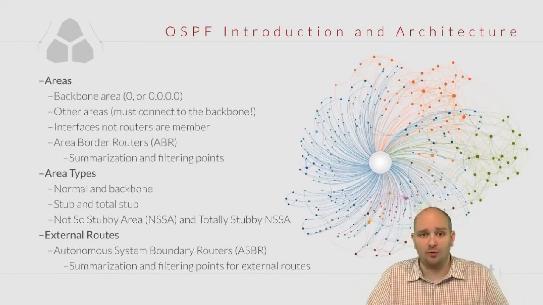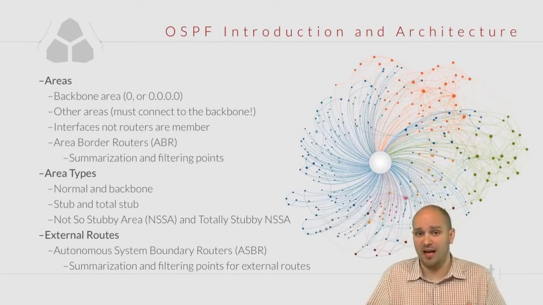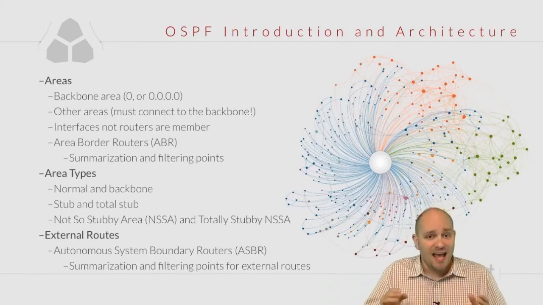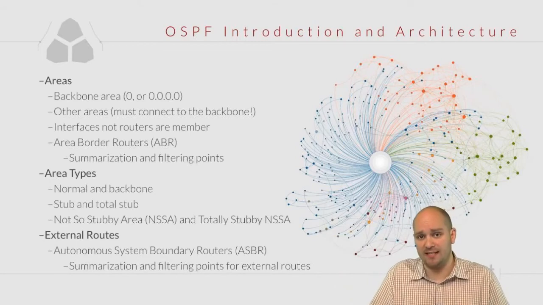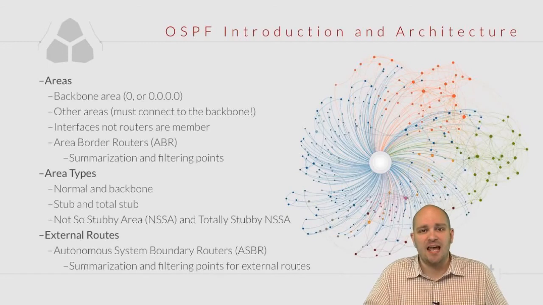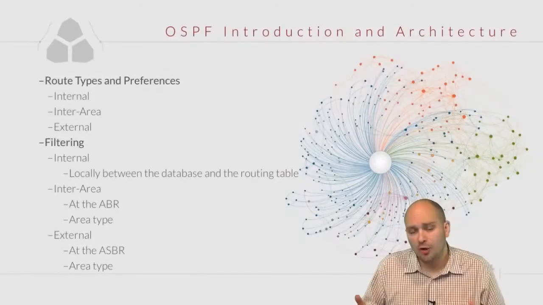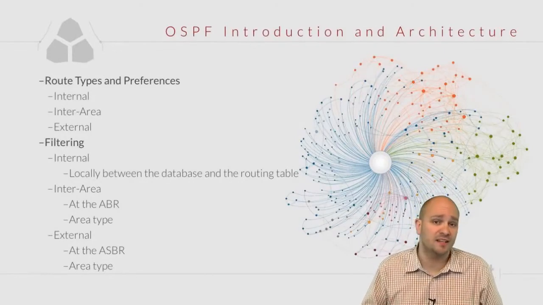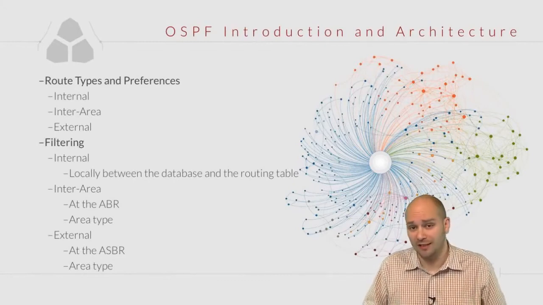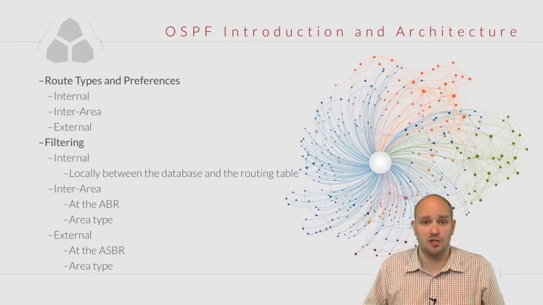And external routes in OSPF are carried in normal and backbone areas using type 5 LSAs with a little bit of assistance from type 4 LSAs, and in the NSSA and not so stubby NSSA areas, and totally stubby NSSA areas, these external routes are carried in type 7 LSAs. Not only does OSPF differentiate between different link state advertisements, but when the routes are injected into the routing table by OSPF, they are differentiated based on where this information was learned from.